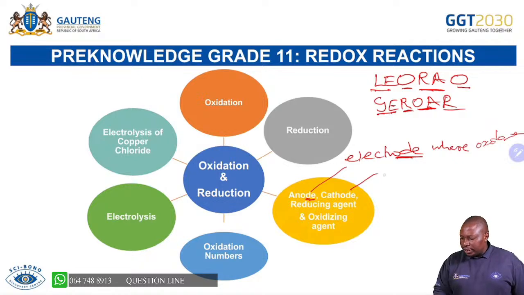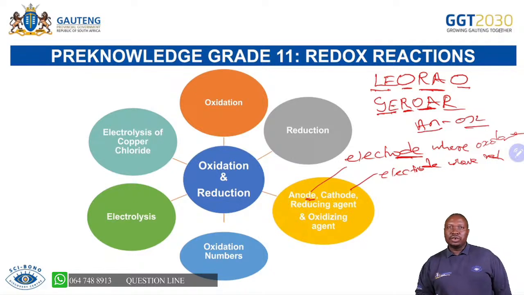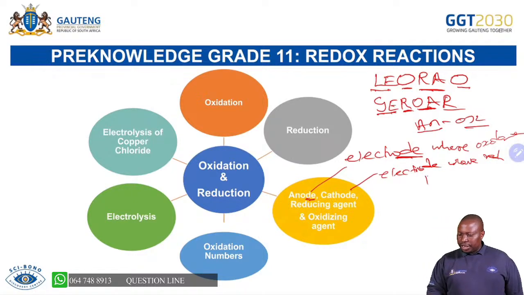The cathode, we're saying, is the electrode where reduction occurs or takes place. So we always say an ox, so that you don't forget that at the anode, oxidation, which is loss of electrons, takes place. On the cathode, red cat.